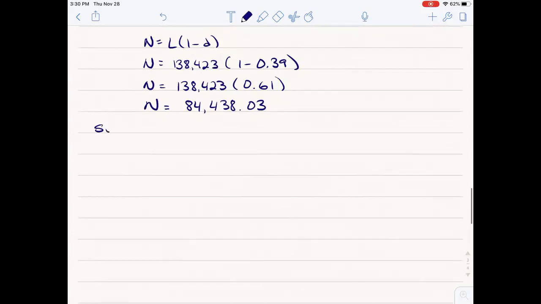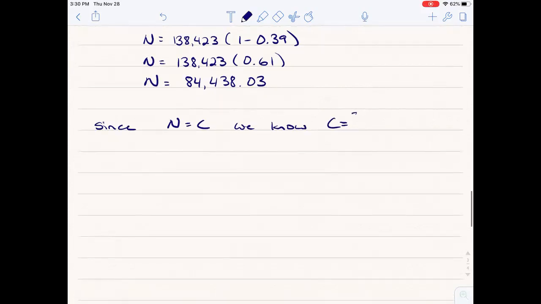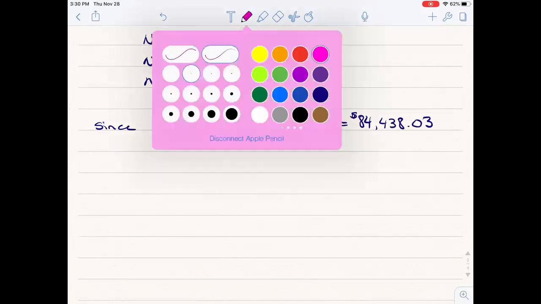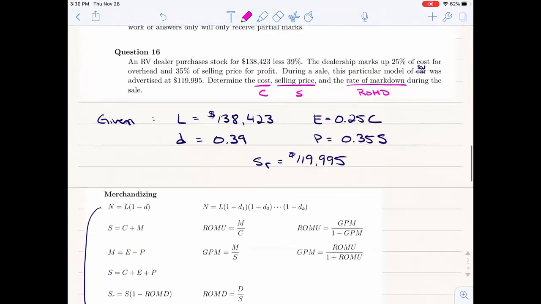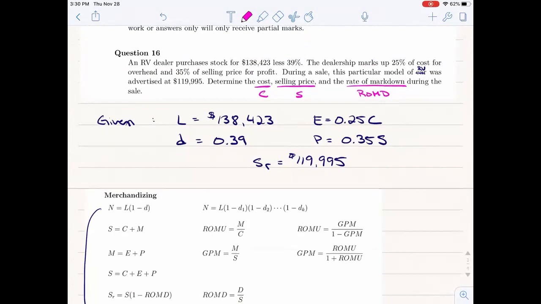Okay. So C, no. I'm going to put this on a new line. Since N is C, we know C is 84,438.03. That was one of the answers that we're looking for, right? Find the cost, the selling price, and the rate of the markdown.